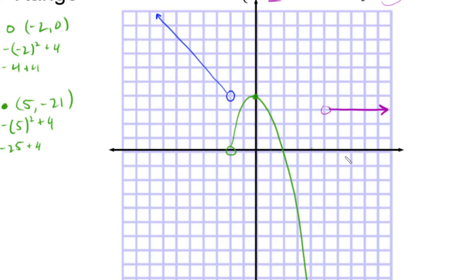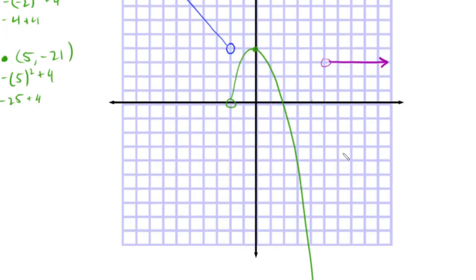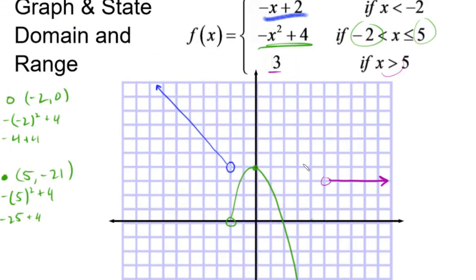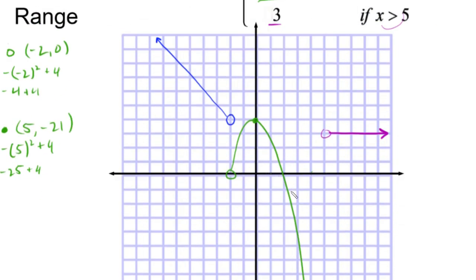I think piecewise functions look pretty cool once you graph them. Pay attention to the open circles and the closed circles based on the inequality. Plug the endpoints in. That's really what's most important. And then draw the shapes in between.